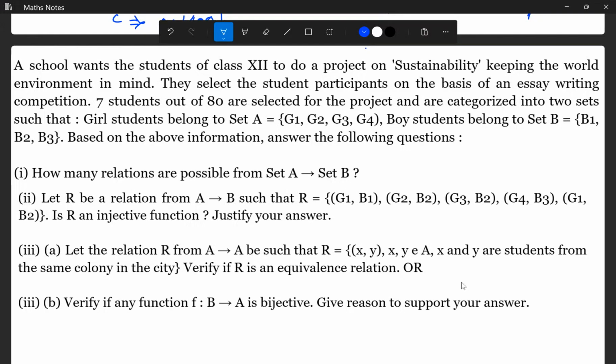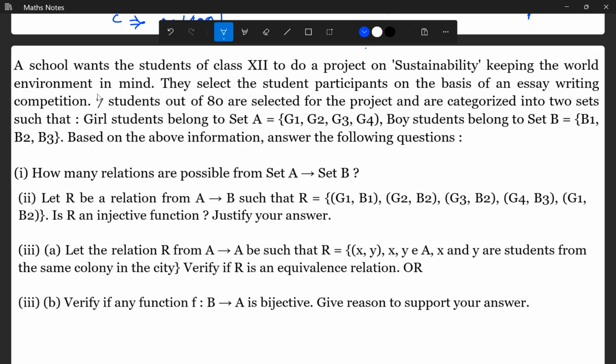This question was asked in the 2026 Class 12 CBSE board exam. This is from the chapter Relations and Functions. Take a look at the question. A school wants the students of class 12 to do a project. So we are going to skip this story part and get to the main part where information is given.